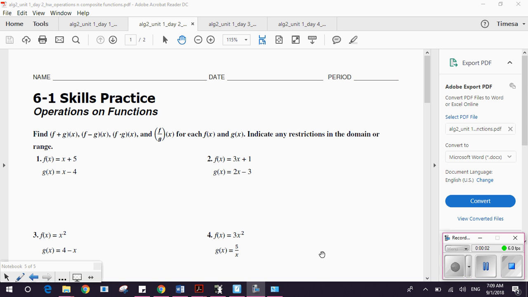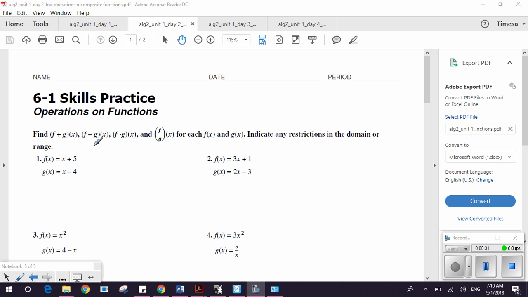Alrighty, this is Unit 1, Day 2 assignment, Operations on Functions. Again, I'll work the odd problems with you, or a selected few problems, whichever I see fit. For problems 1 through 4, they ask us to find the four basic operations using f of x and g of x.